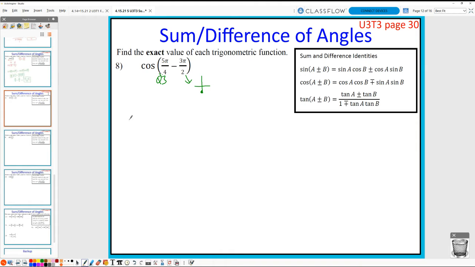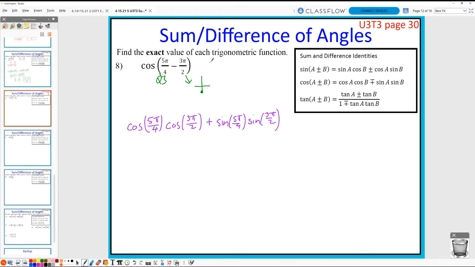All right, so cosine of 5 pi over 4 times cosine of 3 pi over 2. This was minus, so now I have addition. Sine of 5 pi over 4, sine of 3 pi over 2.